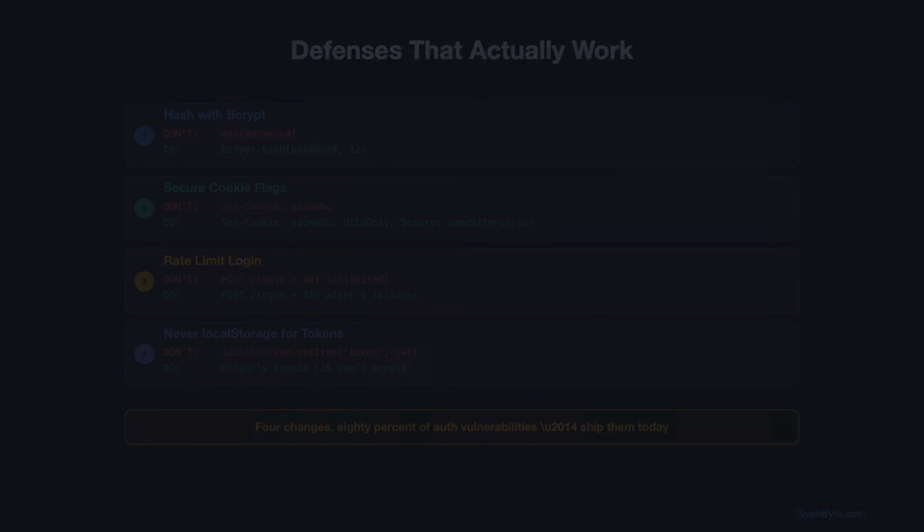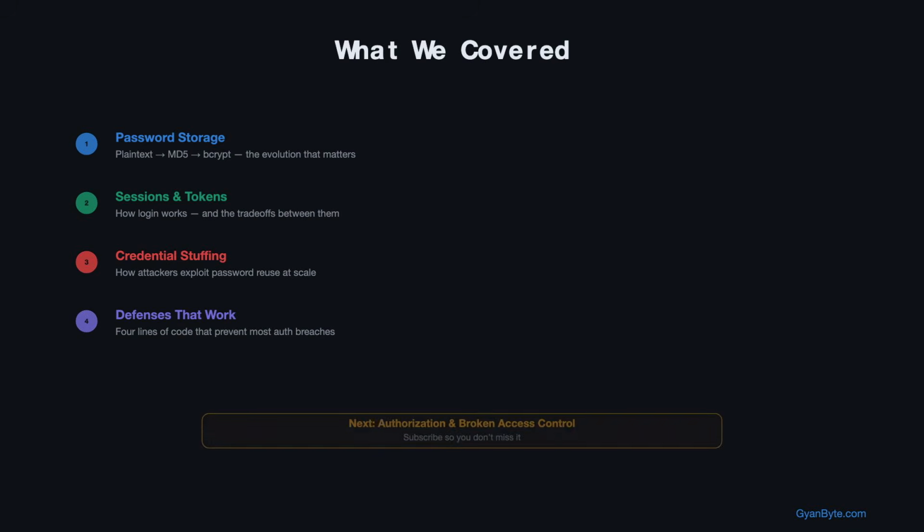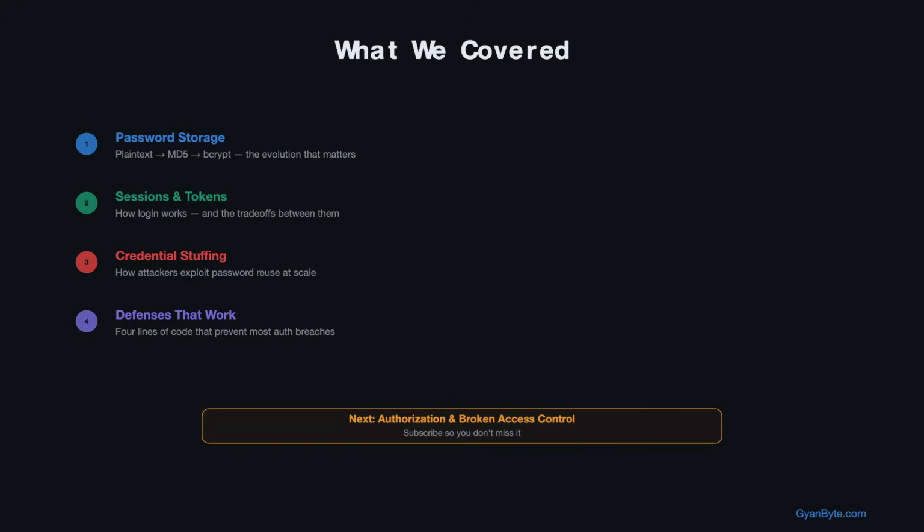Ship today. Let's step back and look at what we have covered. We started with how passwords are stored and why most developers still get it wrong. Then sessions and tokens, two approaches we discussed, each with real trade-offs. We saw how attackers exploit password reuse at scale and 4 concrete fixes you can ship today. So in the next video, I'll cover authorization and broken access control. That's where things get really interesting.